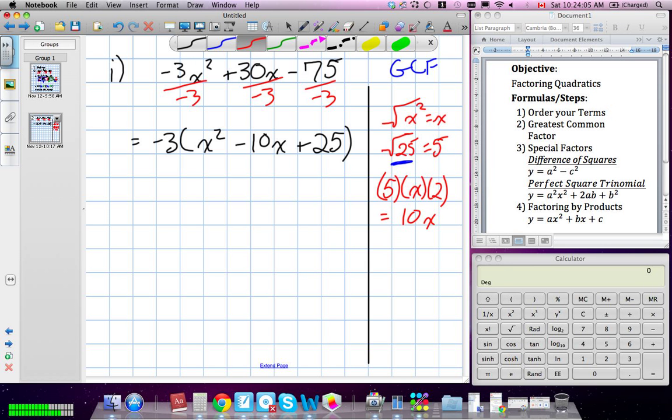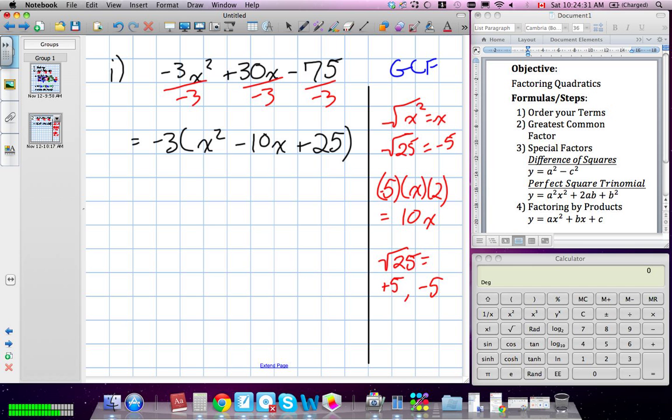So we just had to recognize that because this was a negative term, instead of using a positive 5, we actually needed to use negative 5 in here for our perfect square trinomial. Because now if I have negative 5 times x times 2, we're going to end up with our negative 10. Does that make sense? So then what do I place into the next bracket, since we know it's a perfect square trinomial?